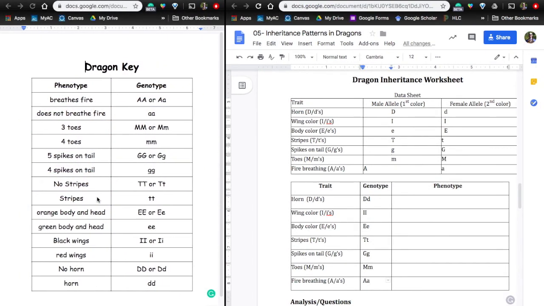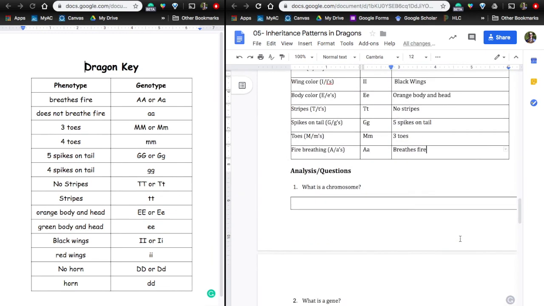And so if I look at my key over here, for my D's, I've got heterozygous big D, little d. The dominant condition is no horn, so either of these two genotypes would give us no horn. So I would just write no horn and continue on looking at all my different genotypes. Big I, little I, big I, homozygous dominant. He has black wings. And breathing fire. Oh, good. Dominant. He breathes fire, because who would want a dragon that didn't breathe fire? There. Now I'm free to do the coloring or answer the rest of the questions.